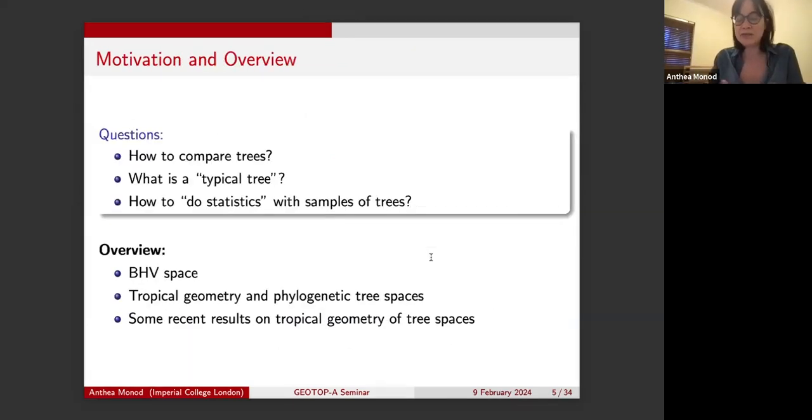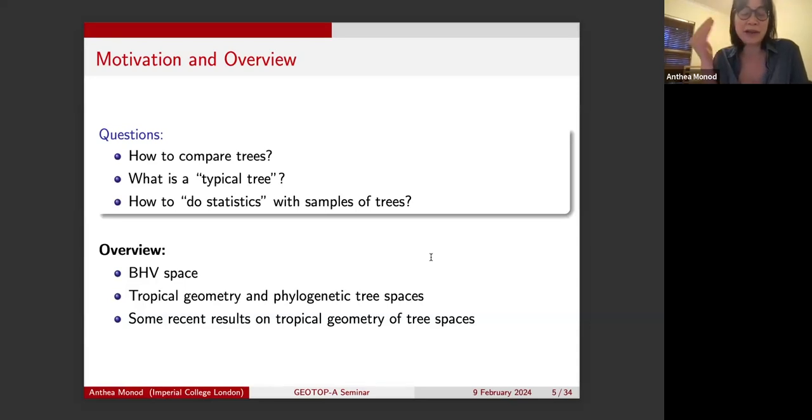So given this, one of the questions you might want to ask is, what's the best tree reconstruction method? Is it statistical methods or distance-based methods? How would you compare these methods? One way to do that is, how do you compare the resulting trees that these methods produce? So that's the driving motivation behind a lot of my work.